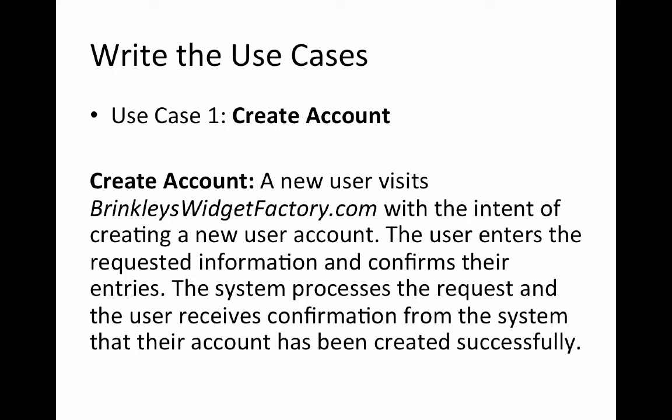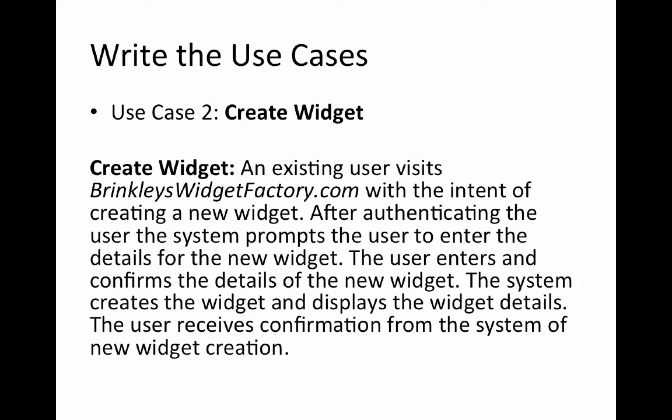So how will we move forward? Pretty simply. Now we go to the create widget process. And as we can see, this closely follows along with our system features. So creating a widget. An existing user visits Brinkley'sWidgetFactory.com with the intent of creating a new widget. After authenticating the user, the system prompts the user to enter the details for the new widget. The user enters and confirms the details of the new widget. The system creates the widget and displays the widget details. The user receives confirmation from the system of new widget creation.